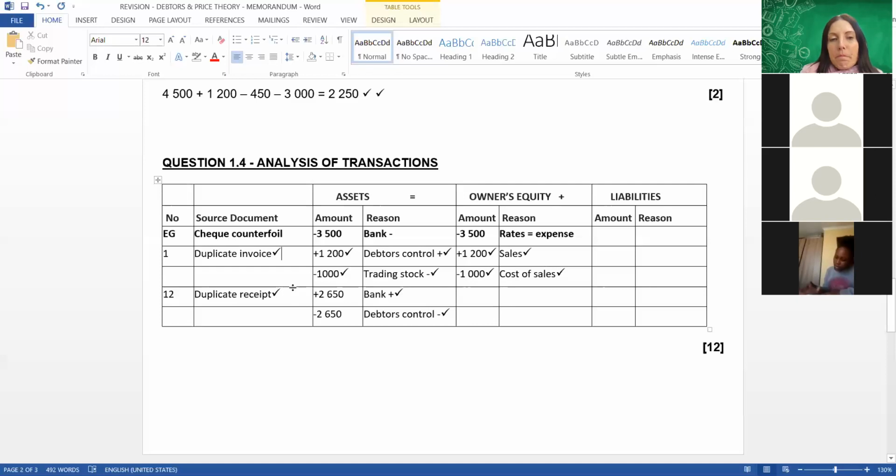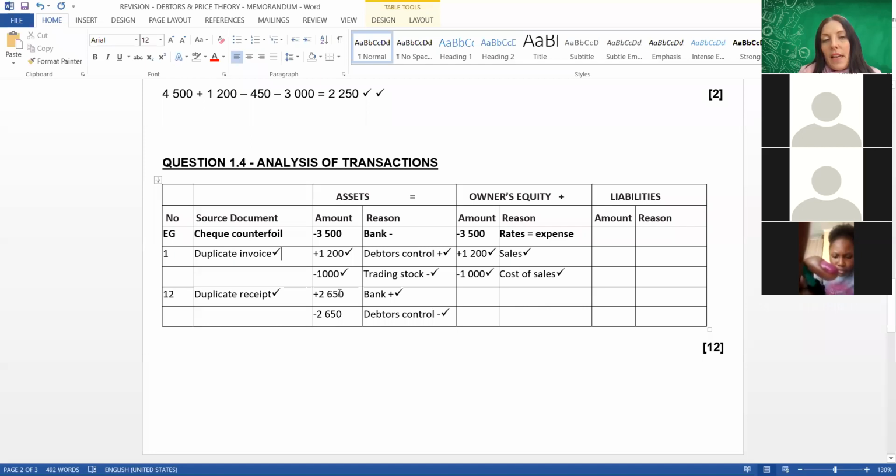Okay. And then on the 12th, the debtor paid his debt. So we issued a receipt. Therefore, the source document is a duplicate receipt. What do we do with all money that we receive? We put it in the bank. So my bank asset increased with 2,650, and then we ask ourselves, why did we get this money? The debtor paid his debt. So if the debtor pays his debt, what he owes us is now less, and therefore our debtors control asset decreases. So under assets minus 2,650, and my reason is debtors control decreases.